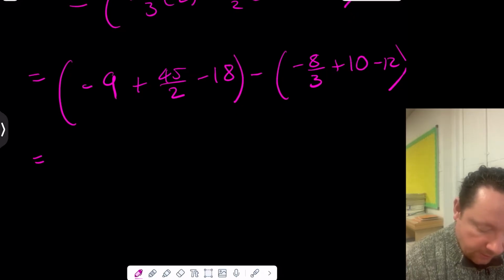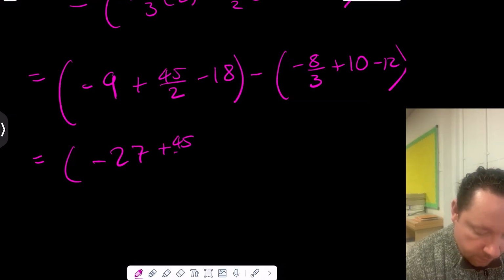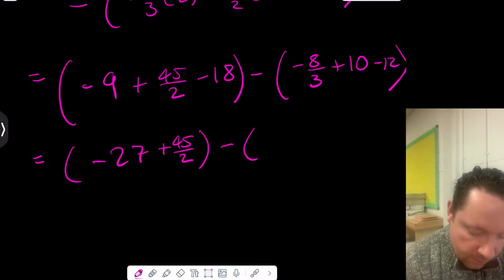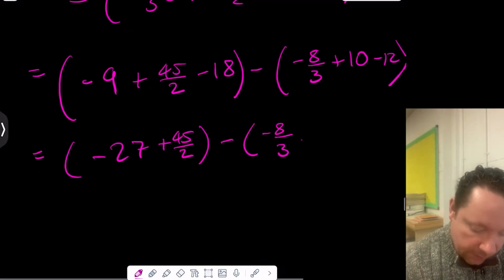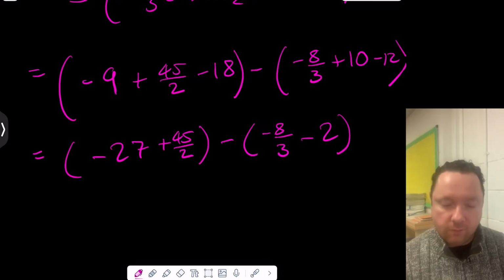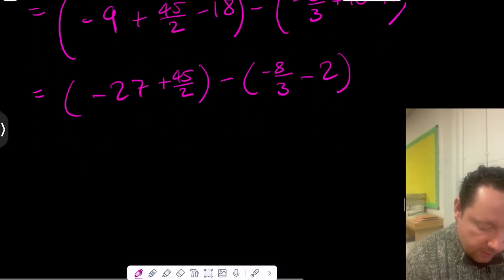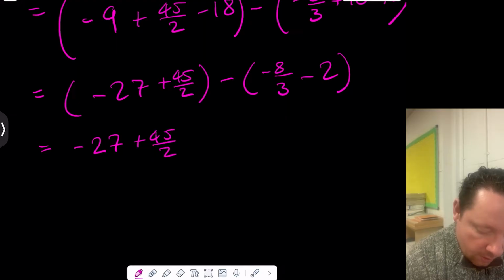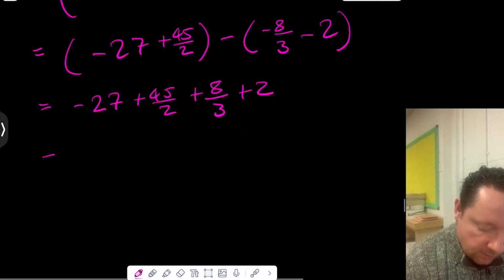Minus 9 minus 18 is minus 27, plus 45 over 2. Take away minus 8 thirds. 10 minus 12 is minus 2. Again, use a calculator anytime you want. So let's just get rid of the brackets. Minus 27 plus 45 over 2 plus 8 thirds because of the minus minus plus 2 because of the minus minus. Doing the number bits, minus 27 plus 2 is minus 25.